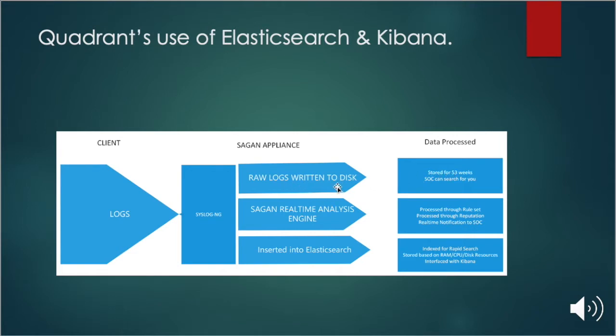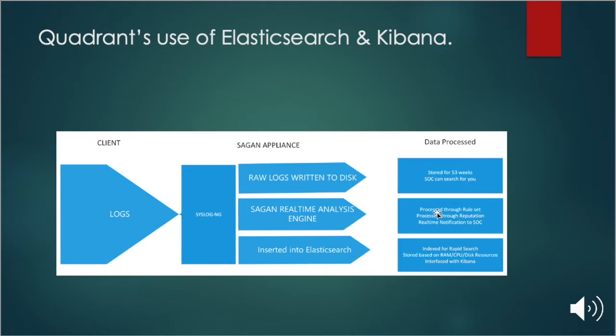Simultaneously with raw logs being written to disk, logs are sent to our Sagan engine for real-time analysis. Sagan works based on a rule set that's both generically configured and customized for a client's specific needs. So if you would like for events to be triggered that are specific in nature to your organization, we can easily generate rules for you and provide that real-time analysis and give you a heads up when certain events happen.